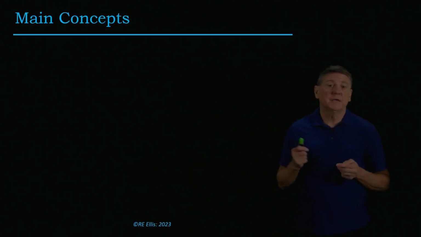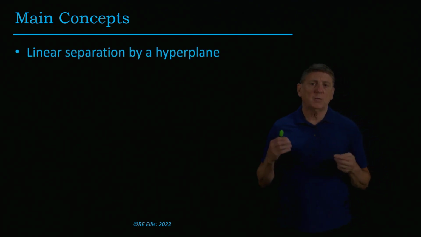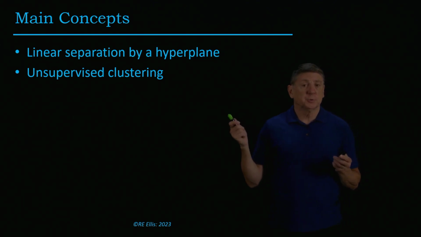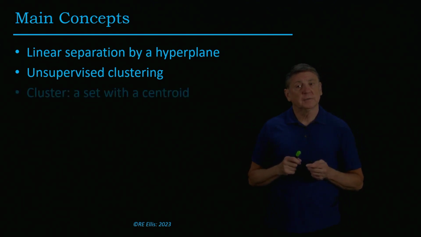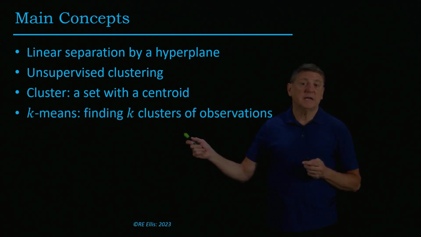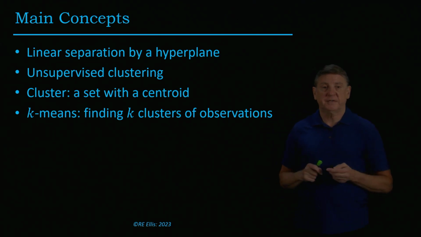In this session, we'll review prerequisite material for nonlinear data analysis. This session will be on linear data analysis. The main concepts for this session are how we can linearly separate data using a hyperplane. This is a form of unsupervised learning, also called clustering. A cluster is simply a set with a centroid. And the k-means algorithm is a common method of finding k such clusters in a set of observations.